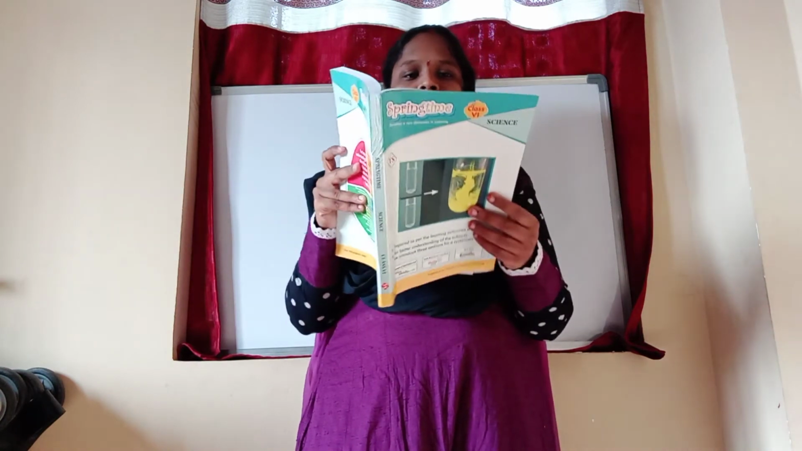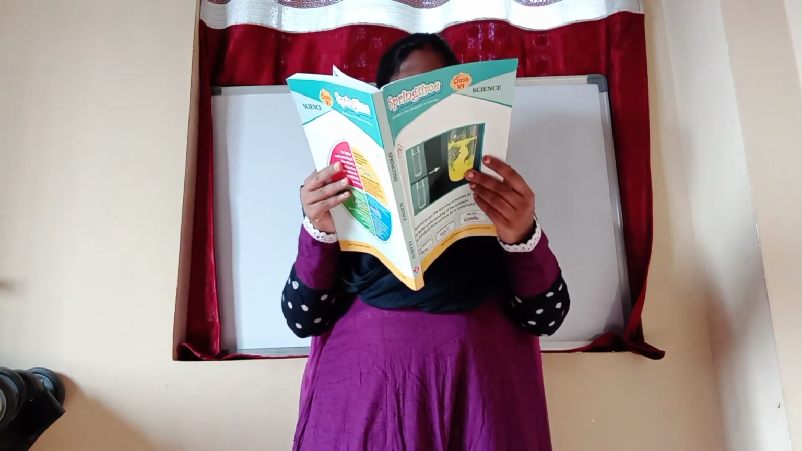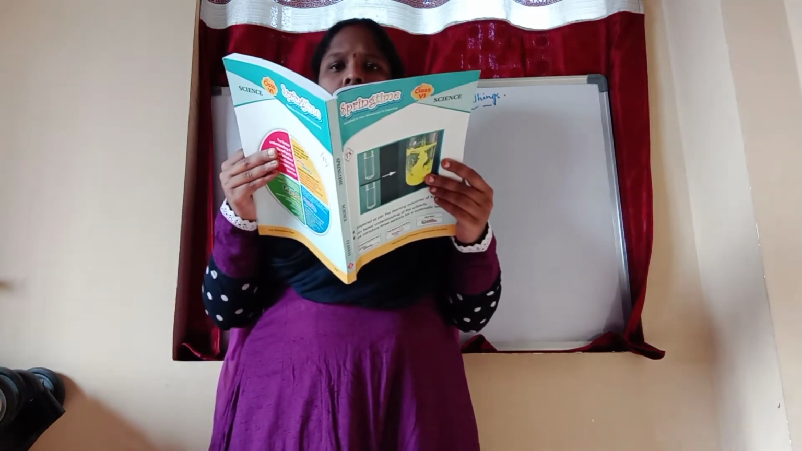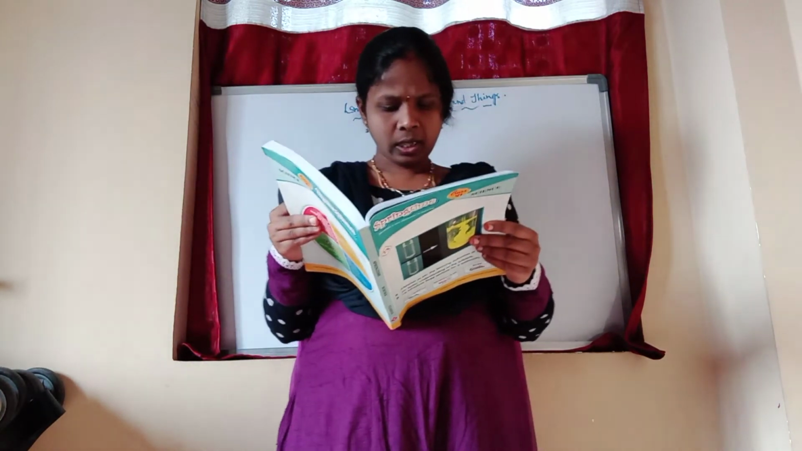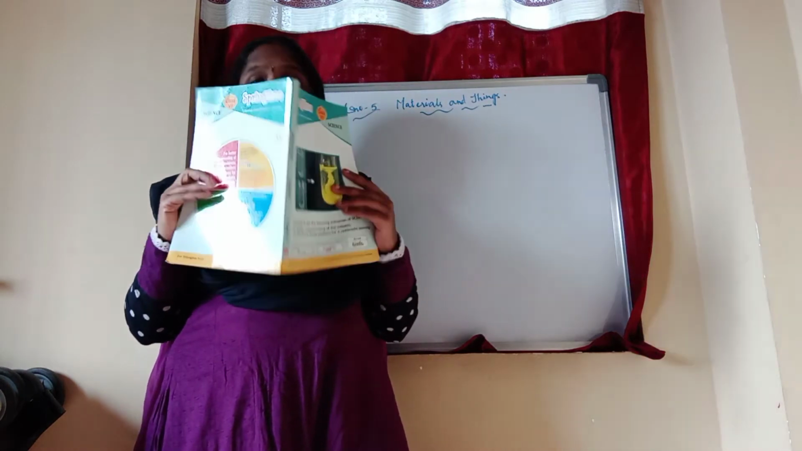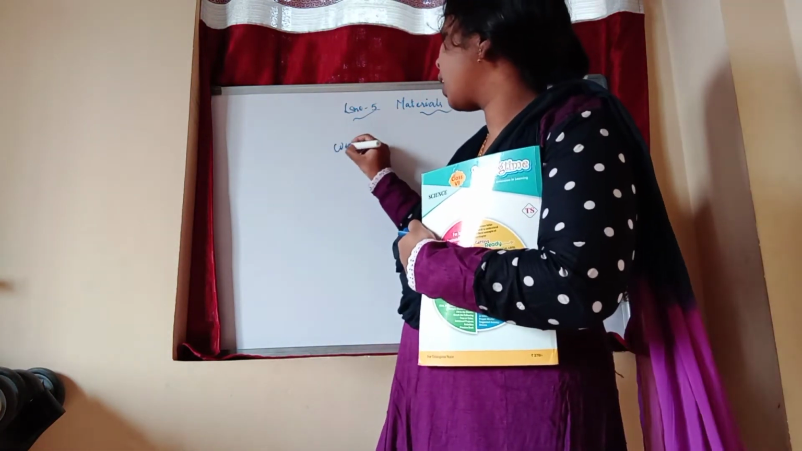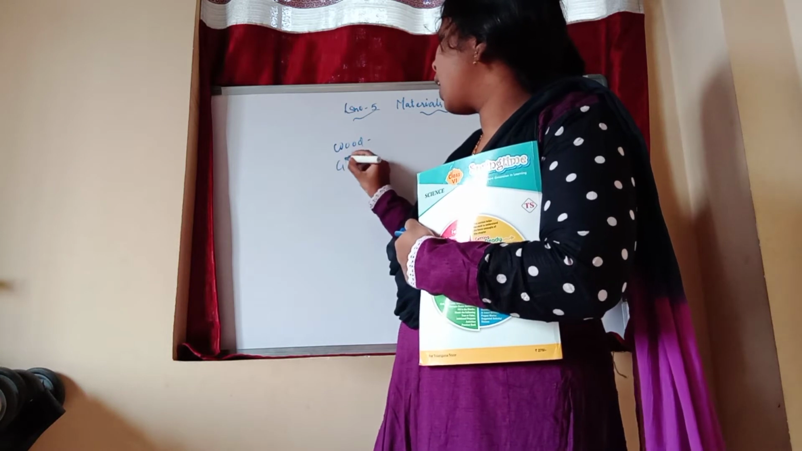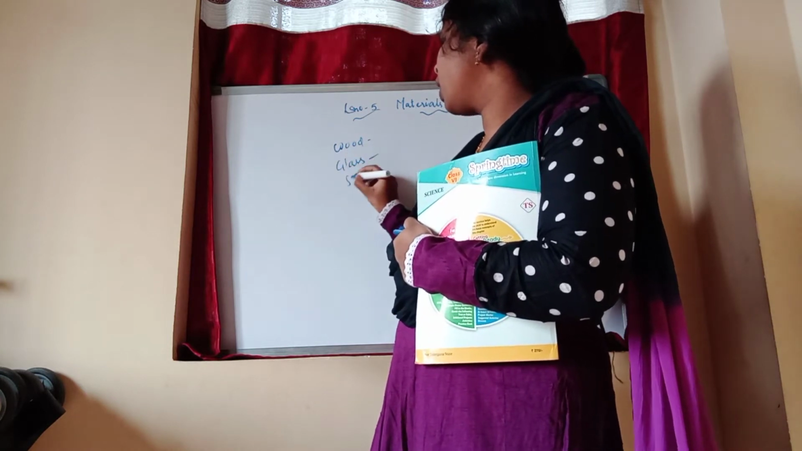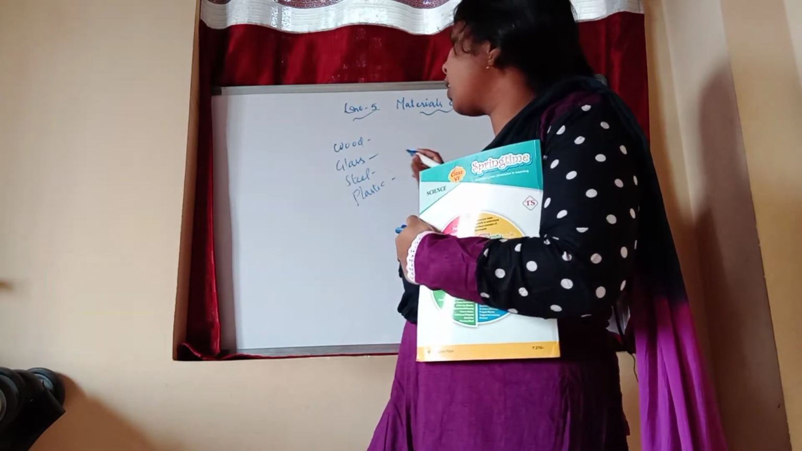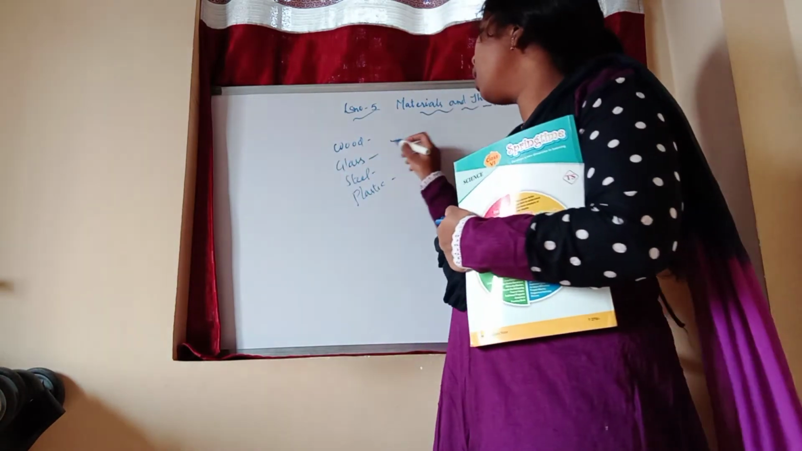Next one. See here, children. Name any five objects which are made up of only one material. They have to be made up of only one material. So many materials will be there. For example, we can take wood, glass, steel, plastic. Like this you can take the examples and write five names.